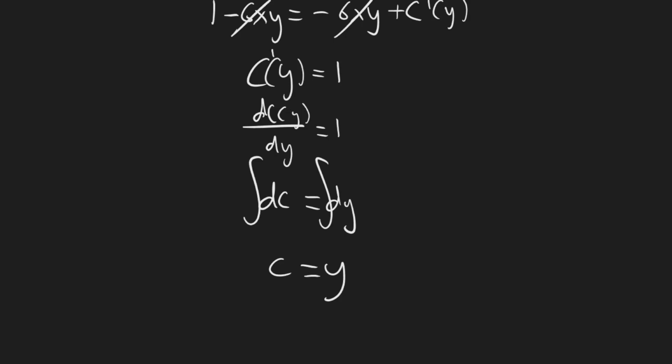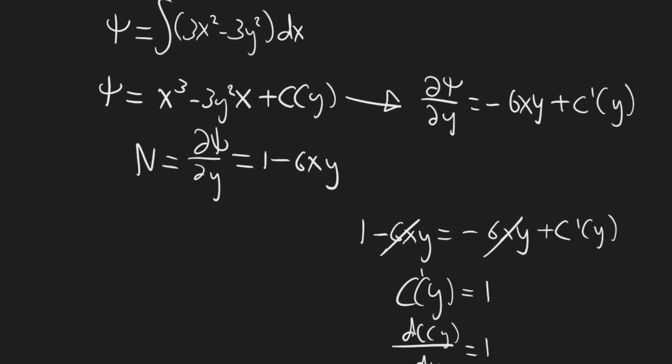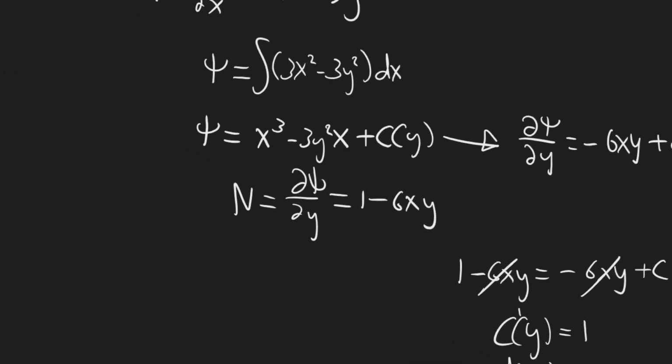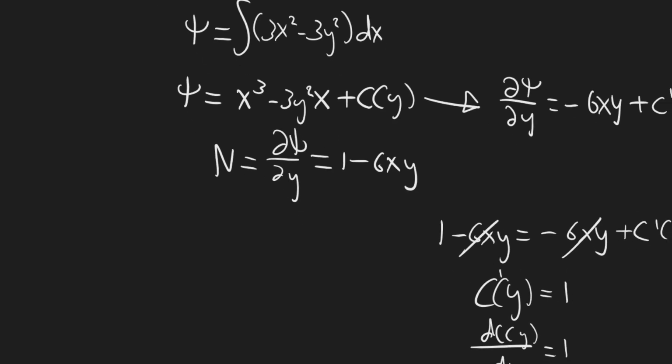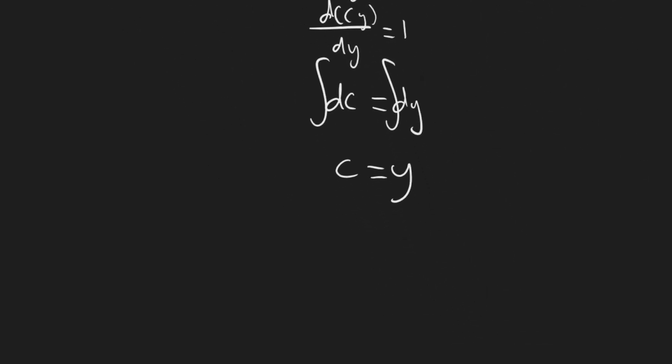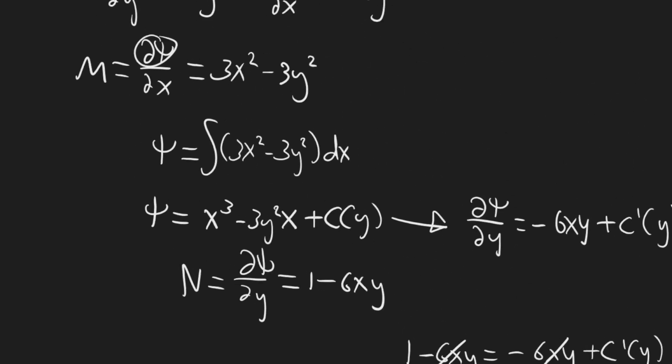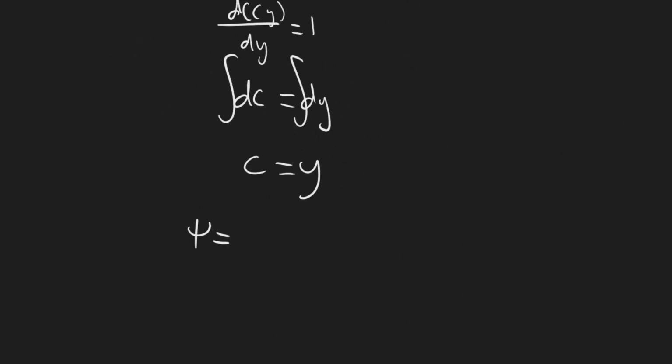So I'll show you that here. And actually now we have enough information to write our final answer. So remember what we said up above. We said that psi equaled x cubed minus 3y squared x plus c of y, but now we know what c of y is. We know that it's just y. So we can write a new psi equals x cubed minus 3y squared x, and then plus y.